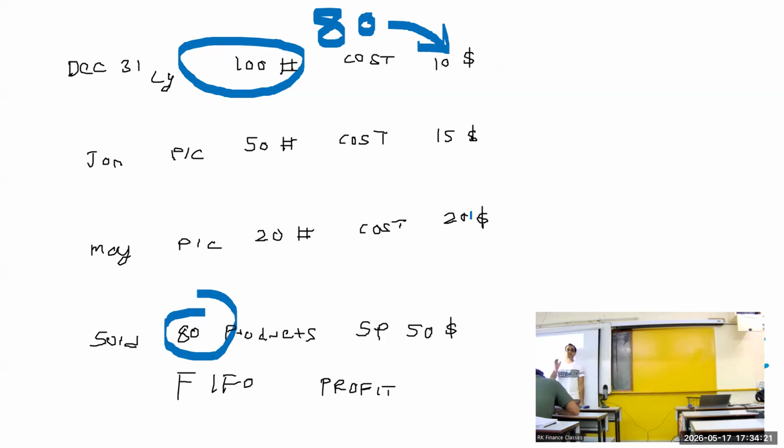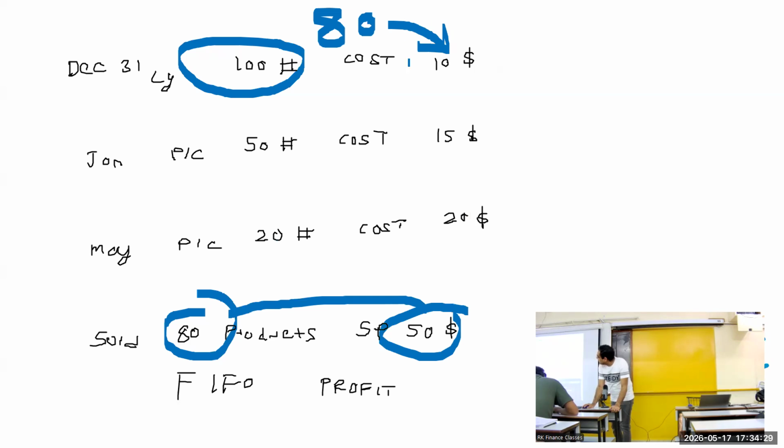The profit is 3,200. Clear? Sales is the same. 80 into 50, sales is 4,000. And the cost is 80 into 10, 800. Everything else stays in inventory. So cost 800, sales 4,000, profit 3,200. You're saying something? You're asking? I know it was a bit fun just now, but it's not in the syllabus.